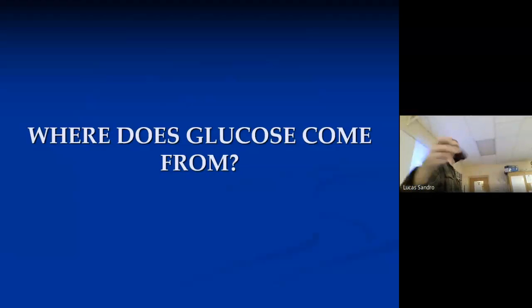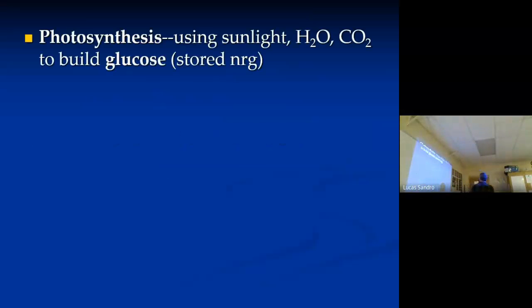Okay, to review, we've talked about on day one ATP, right? That molecule that is sort of the energy cache of the cell, and that is the goal when you break down your food into sugars, is to convert those sugars into ATP. Then we answered the question, where does glucose come from? The answer to that was, of course, photosynthesis.